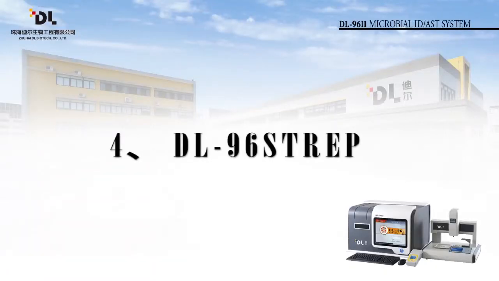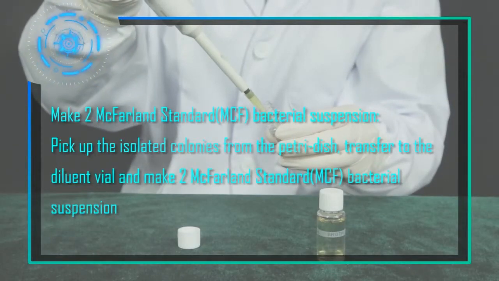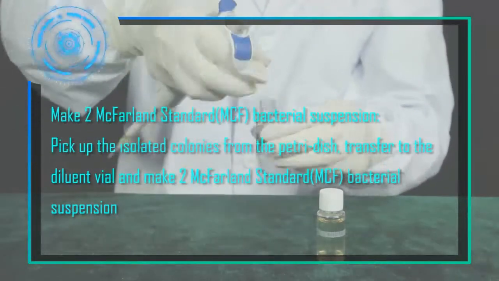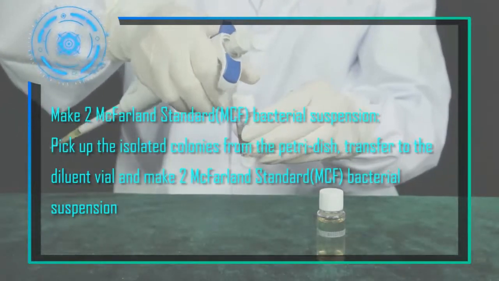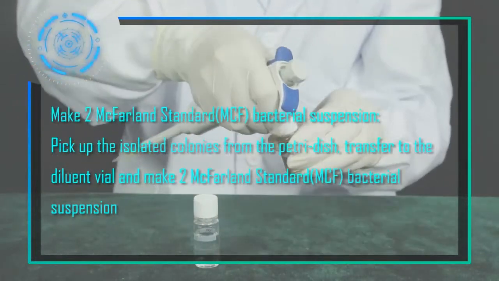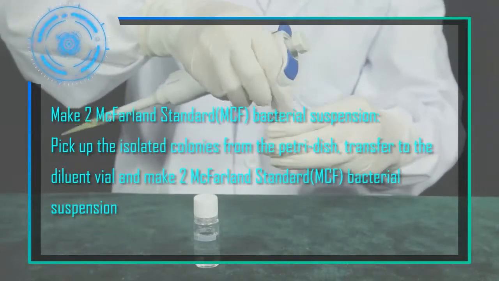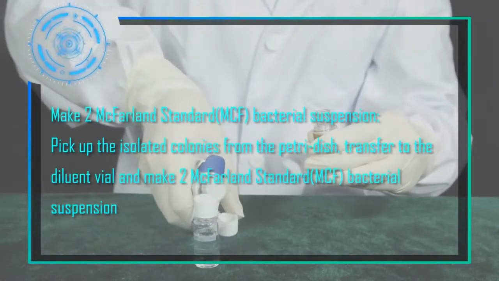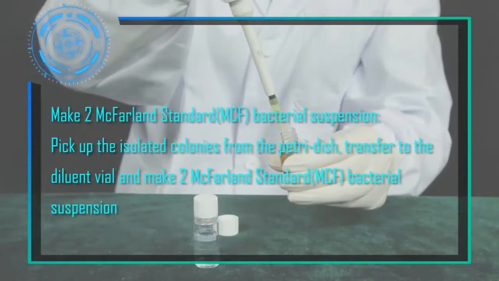4. DL96 Strep manual way. Step 1. Make 2 McFarland standard bacterial suspension. Pick up the isolated colonies from the petri dish, transfer to the diluent vial, and make 2 McFarland standard bacterial suspension.